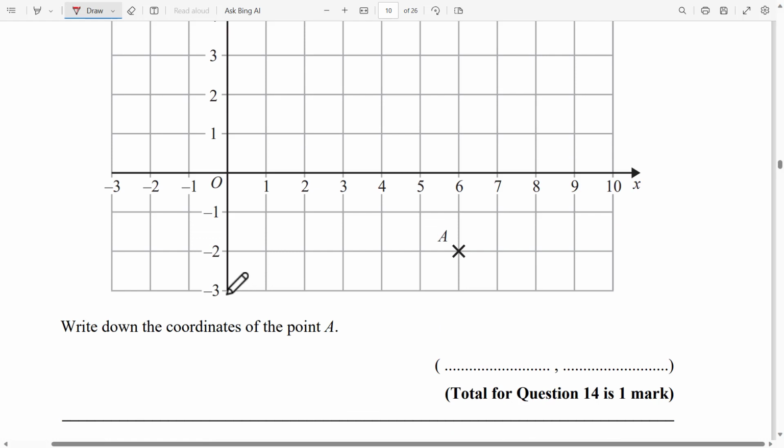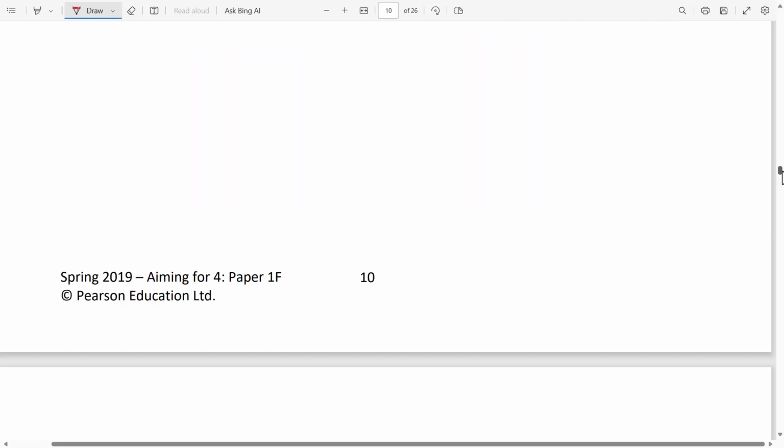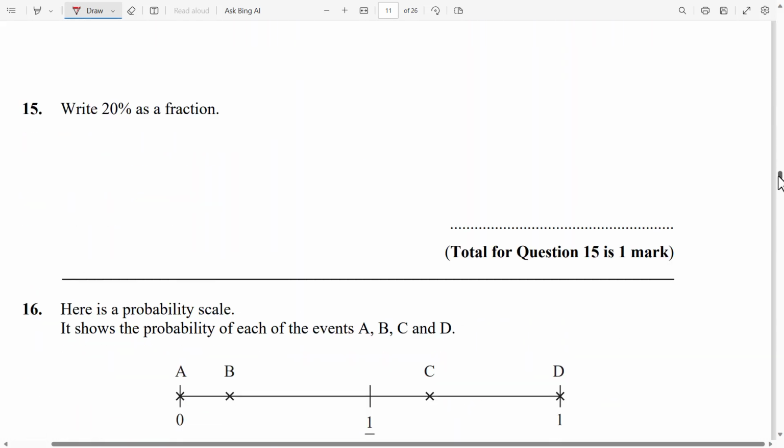And now write down the coordinate of the point A. And the coordinate of point A is 6, minus 2. Write this percentage as a fraction. That's 20 over 100. Okay.